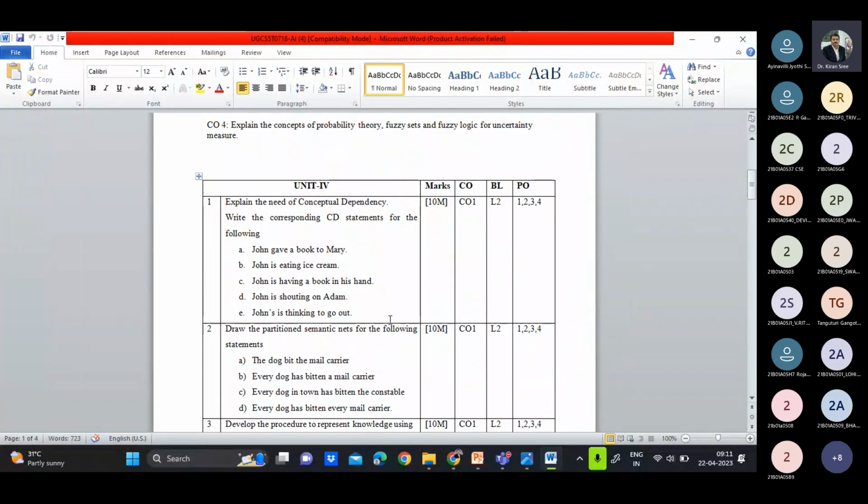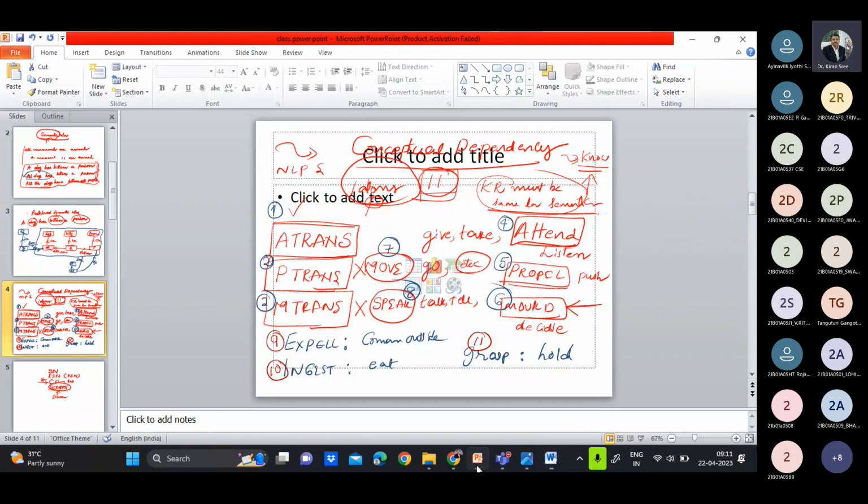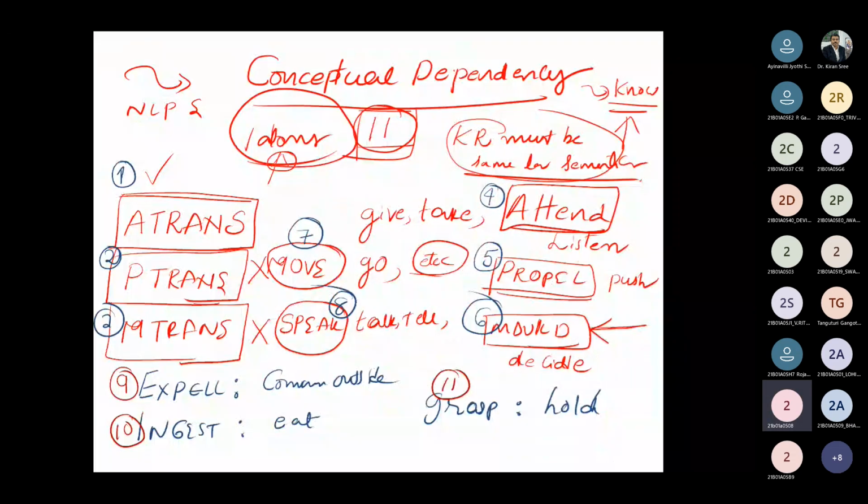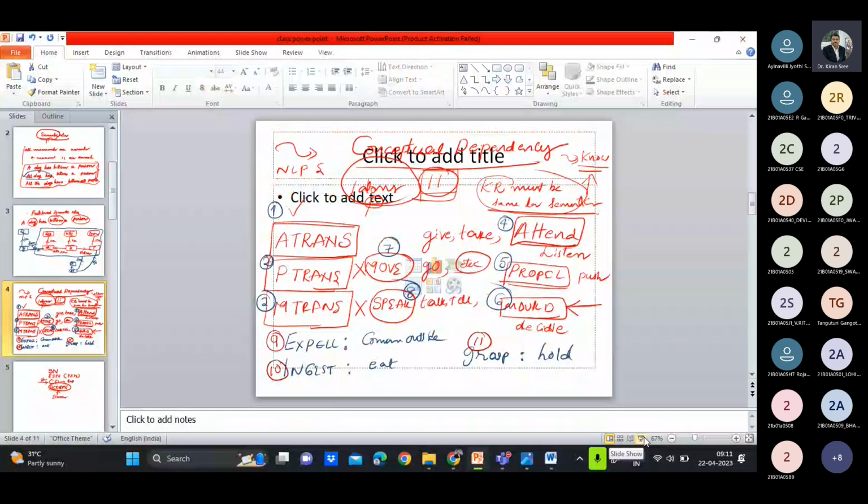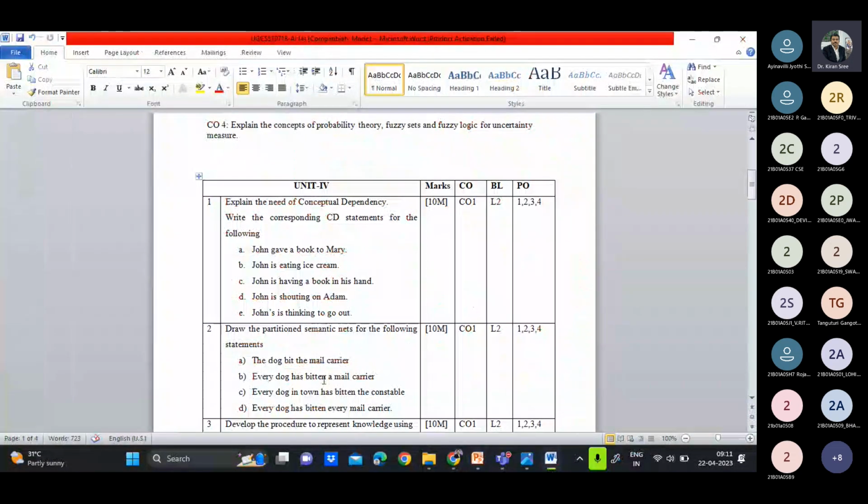John is eating ice cream. He's consuming something. Consuming means what? Ingest, sir. Yes, I have to use ingest. So whatever you write in the LHS or RHS, people will think about this ingest only. John is having a book in his hand.